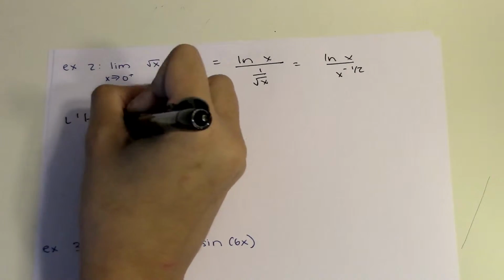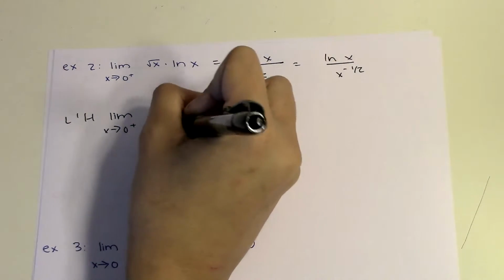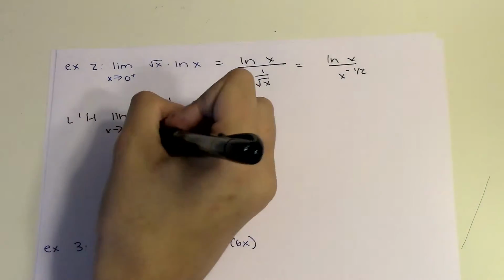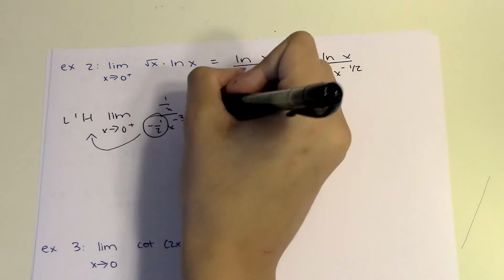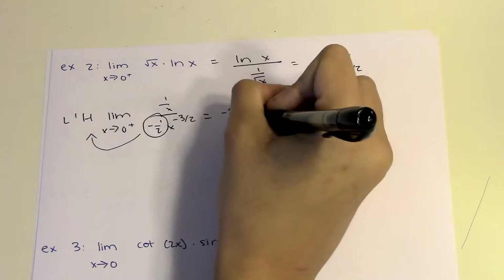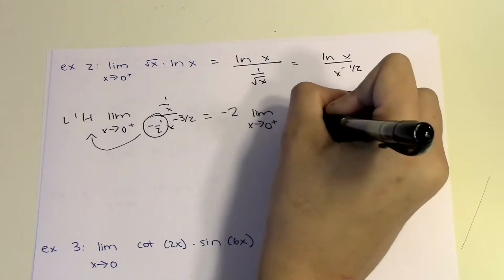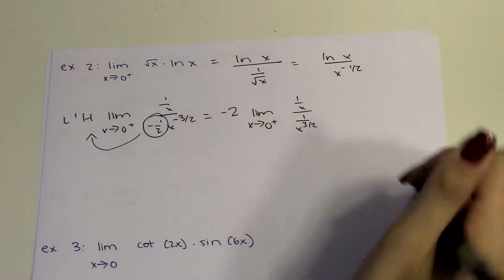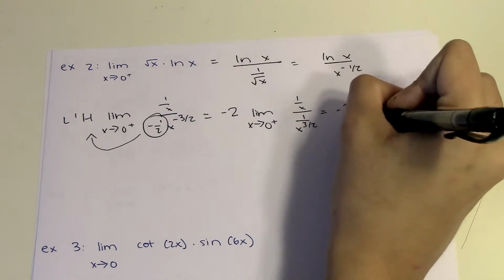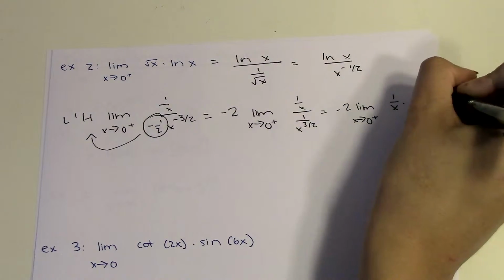So the limit as x approaches 0 from the right, 1 over x over negative 1/2 x to the negative 3 over 2. Since this is a fraction in the denominator, I'm just going to move this out in front of the limit. So it'll be -2. And the limit as x approaches 0 from the right of 1 over x over 1 over x to 3 over 2, since this is a negative. And like we did before, we can just multiply these two fractions, since it's a fraction over a fraction.